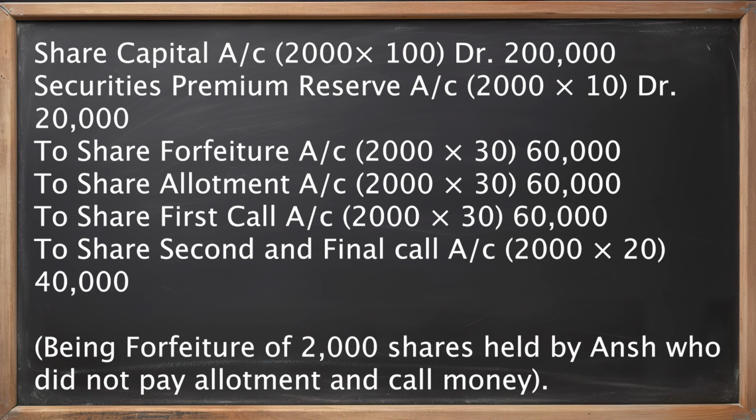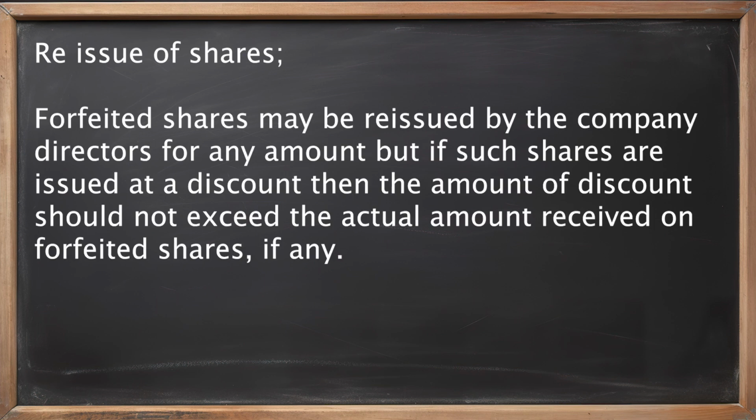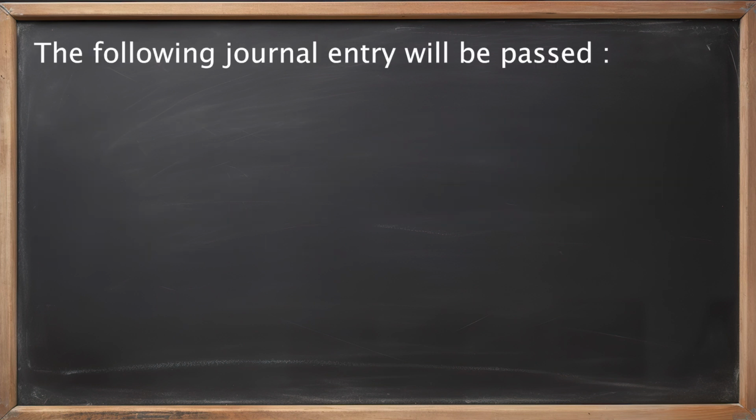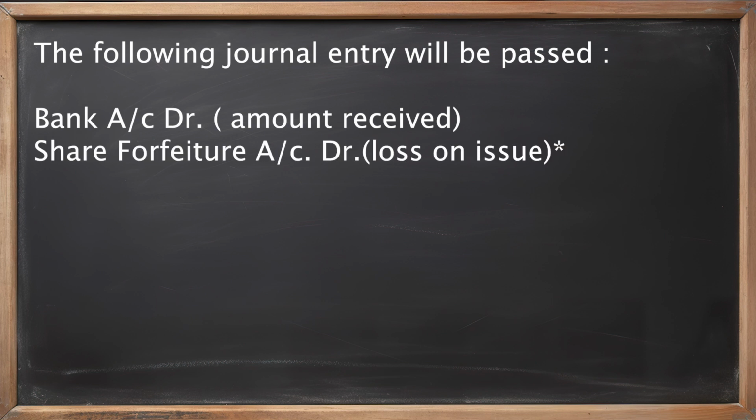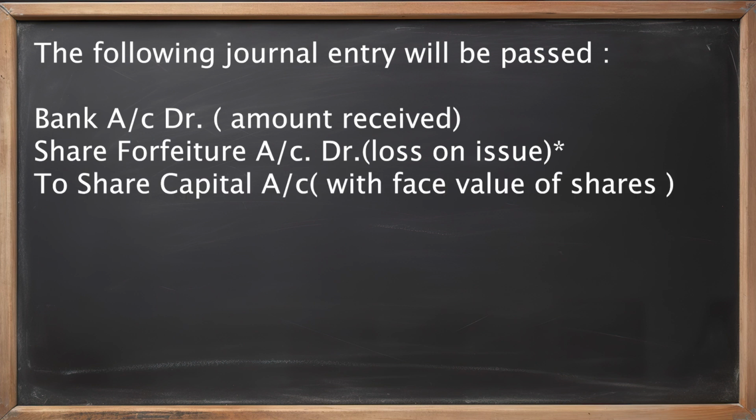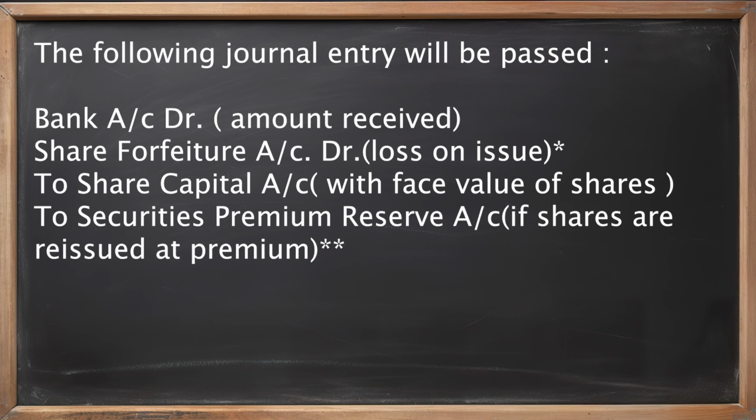Our next topic is reissue of shares. Forfeited shares may be reissued by the company directors for any amount, but if such shares are issued at a discount, then the amount of discount should not exceed the actual amount received on forfeited shares, if any. The following journal entry will be passed. Bank account debited, that is amount received. Share forfeiture account debited, that is loss on reissue. To share capital account with the face value of shares. To securities premium account if shares are reissued at premium.